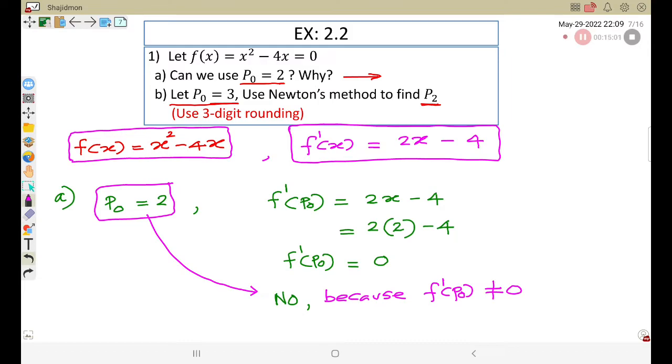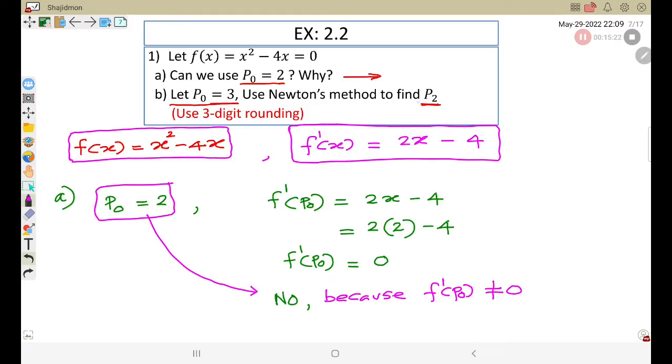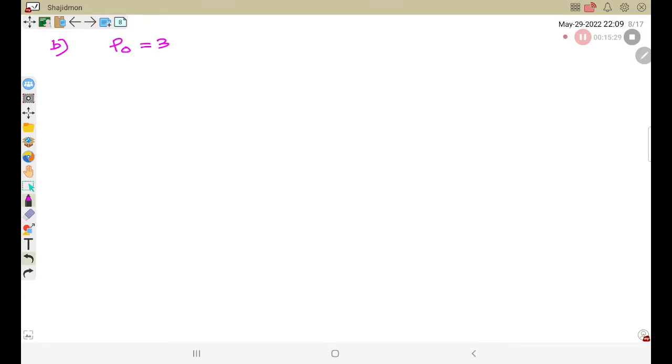Now we will go to the second part of the question. Let P0 equal to 3. Okay, I am doing here in B part. Now we are choosing P0 equal to 3. Initial approximation 2 is not possible, so taking another number, P0 equal to 3. Find the second approximation P2 using 3 digits rounding. Okay, 3 digits rounding, so we can go to the calculation.